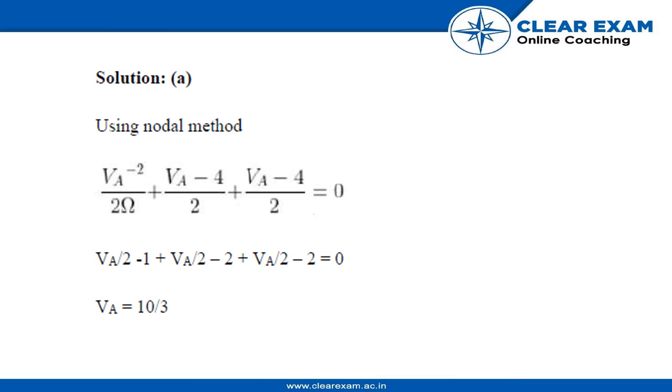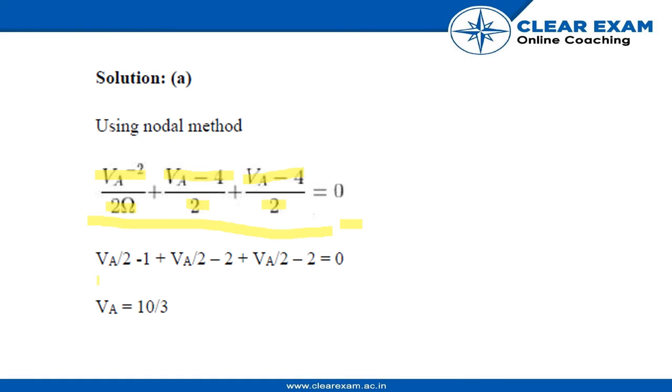For the circuit, Va minus 2 by 2 ohm for one branch, then Va minus 4 by 2 ohm for the second branch, and Va minus 4 by 2 for the third branch should be equal to 0. This is the total current, and its sum should be equal to 0.